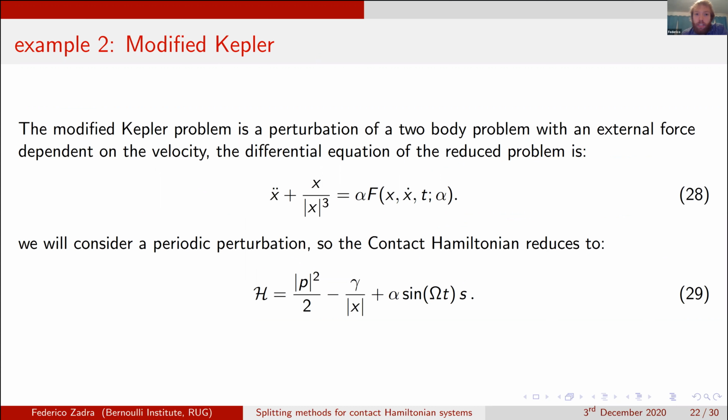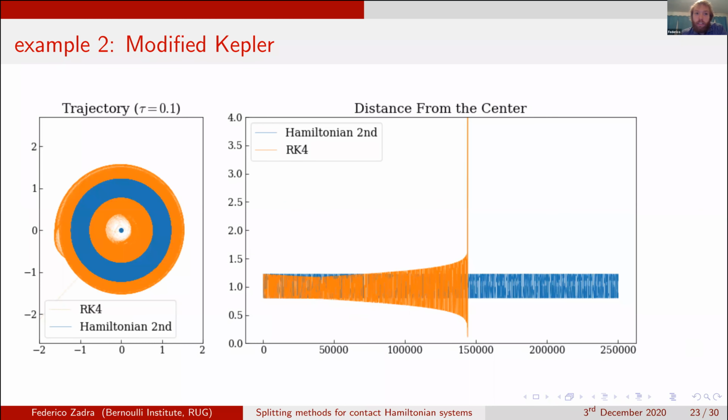The next example is the modified Kepler, that is the two-body problem with an external perturbation that will depend on the velocity. We have chosen a perturbation that is periodic and will have a sort of frequency. What we can see, the first thing, is that the stability is better than Runge-Kutta 4, and Runge-Kutta 4 is a fourth order integrator, while our Hamiltonian second order is a second order integrator.